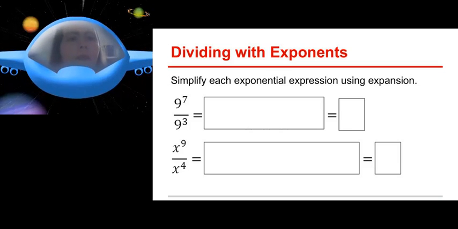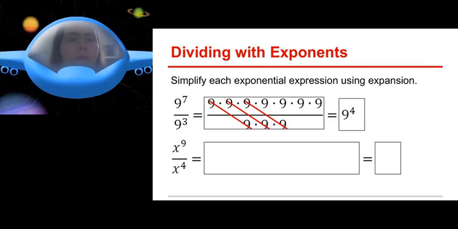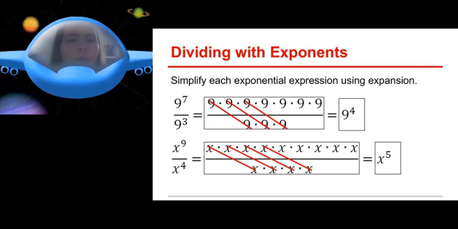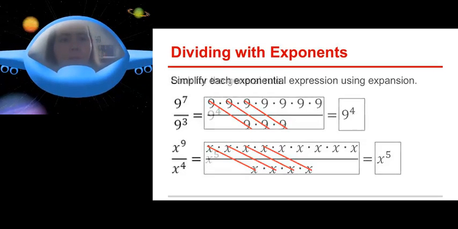Okay, now if we expand 9 to the 7th divided by 9 to the 3rd, and cancel out our pairs from the numerator and the denominator, we see that we have 9 to the 4th left in the numerator, so that just gives us 9 to the 4th. And in the second example, if we expand x to the 9th and x to the 4th, then we have x 9 times in the numerator and x 4 times in the denominator. We cancel those pairs out, and we're left with x to the 5th.